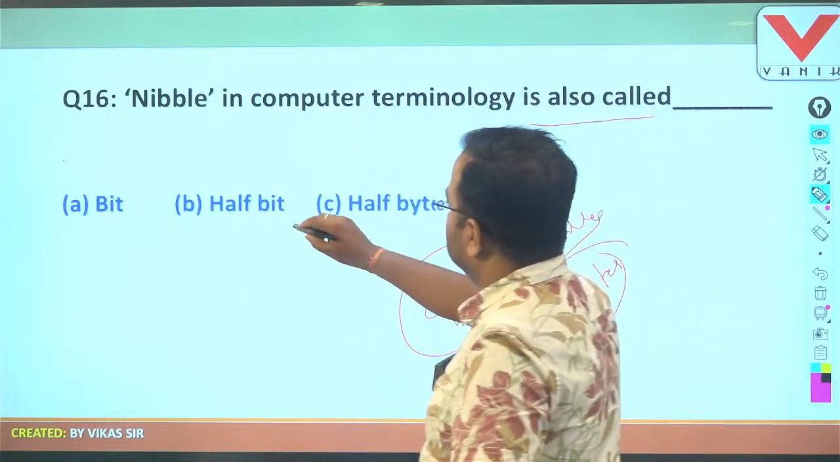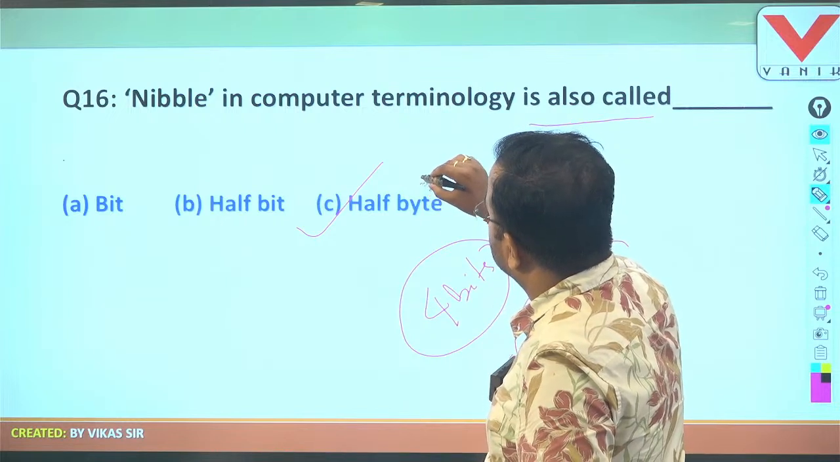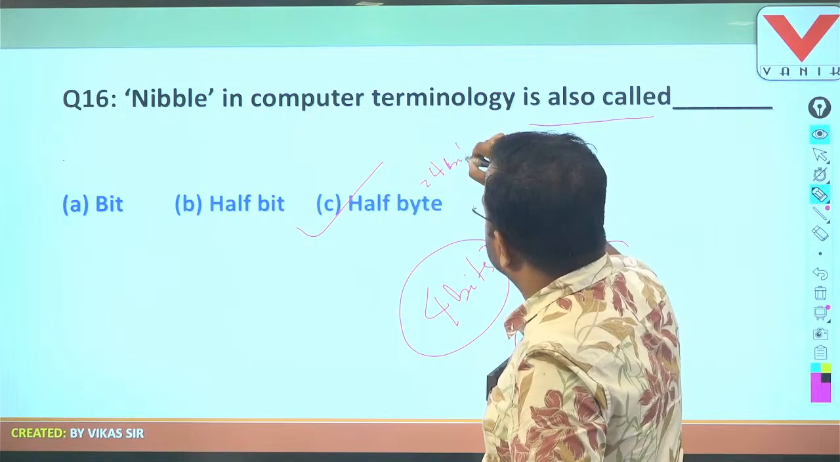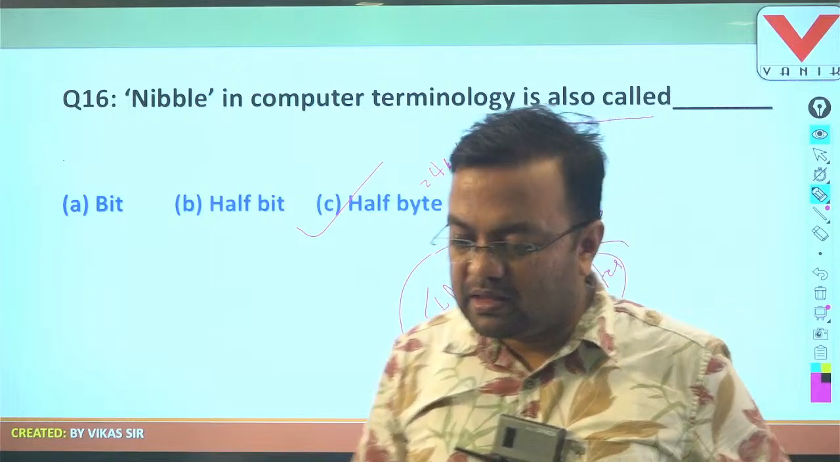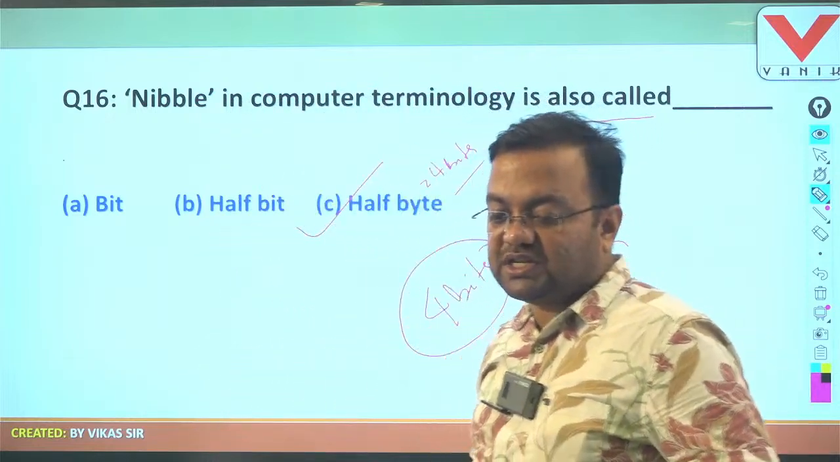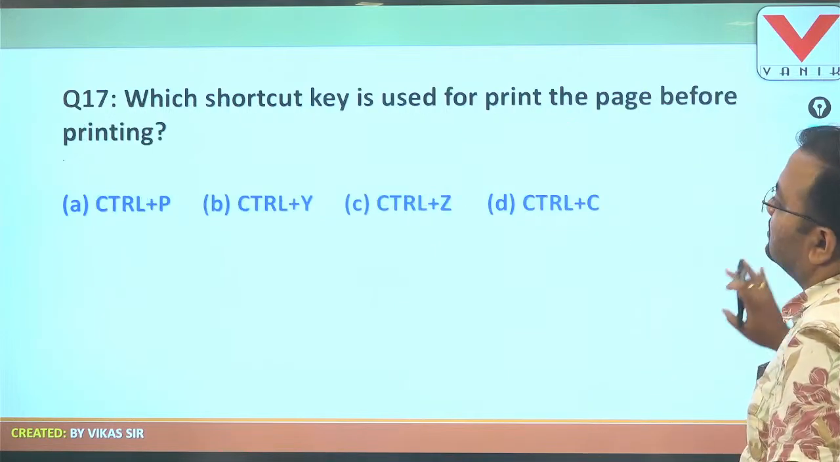So here we can choose option C. Instead of 4 bits, we can choose half bytes. Its value is 4 bits. So question number 16, answer is C. Clear? Swati, Soumya, question number 16, answer is C. Then goes to question number 17.